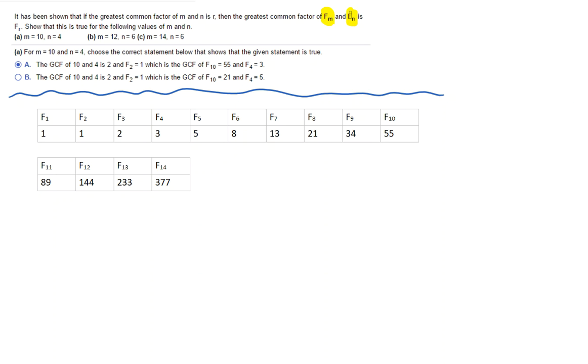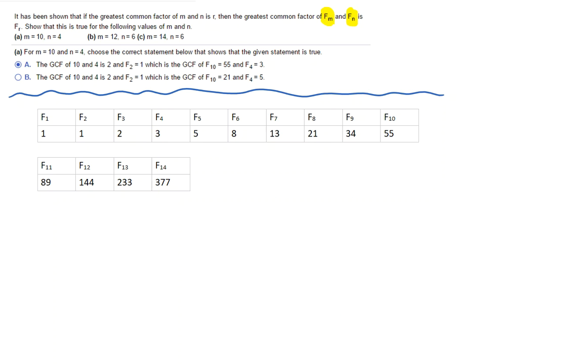So I've made a chart here of the Fibonacci numbers up to f sub 14. And this isn't a chart that I have memorized, I'm just generating it. All you have to know is that the first two are 1, and then after that, the next one comes from adding those. So 2 is 1 plus 1. 3 is 1 plus 2. 5 is 2 plus 3, and so on. So I've generated all these out up to F14.